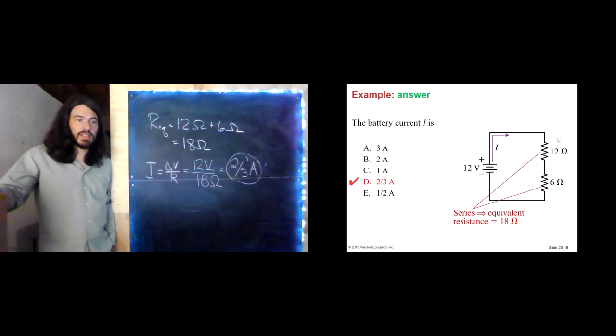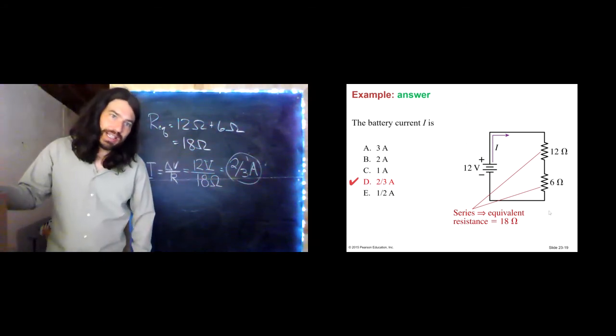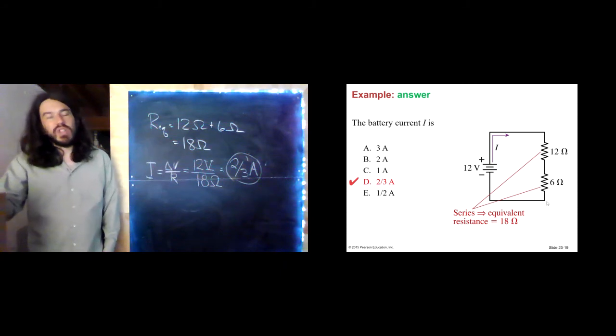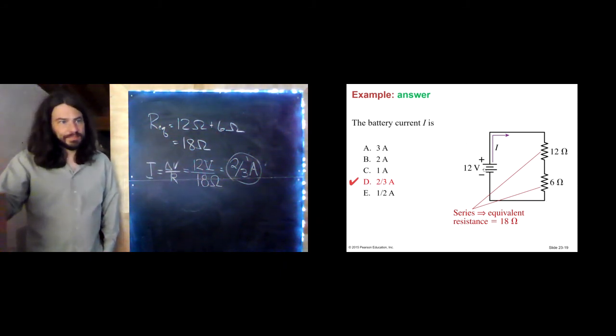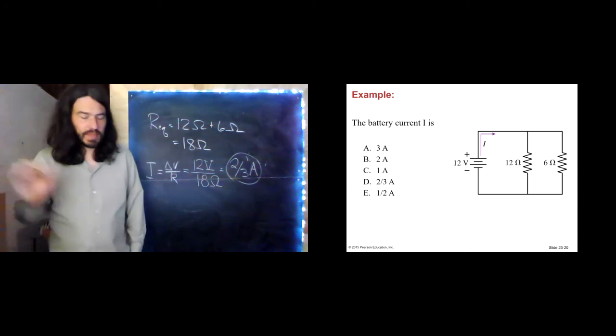Okay, so equivalent resistance is 18. Again, I already stated this, but the equivalent resistance of two resistors in series is always greater than the individual resistances. How about this one? What is the current in this battery? Figure it out. I'll see you on the other side.